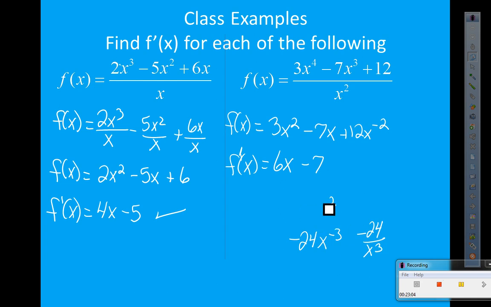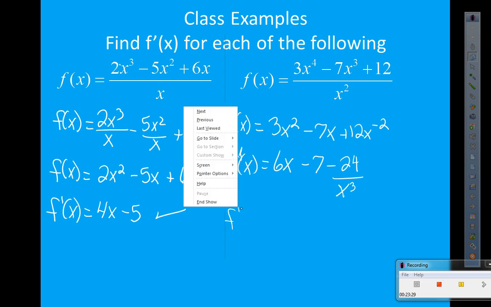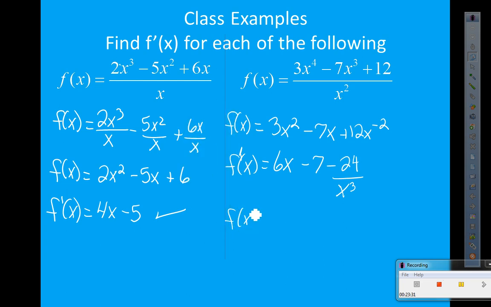But be careful. A lot of times people do this and it's wrong. They say it's going to be negative 24 over x to the third. That's wrong. The only thing that gets the x to the third is this last term. So there's my answer.